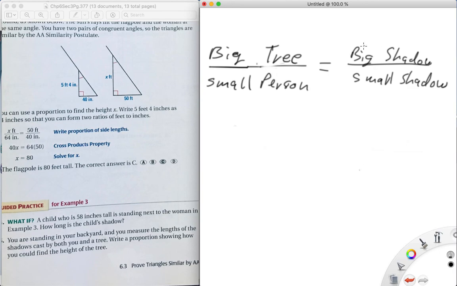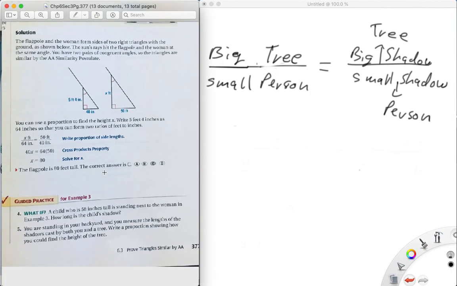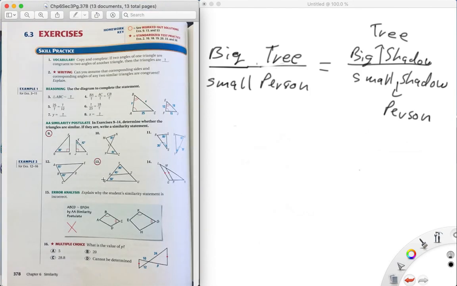Or you can say the tree shadow versus the person's shadow. And that would be your proportion for that particular problem. Just set that up. Alright.